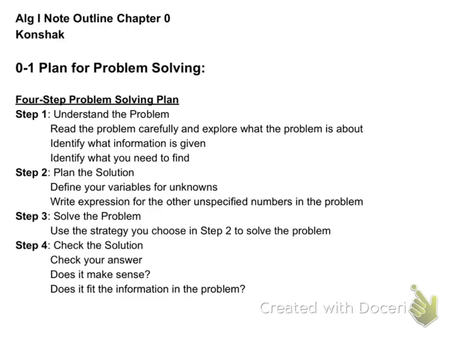And so once you know those types of things, in step number 2 you can start to plan your solution, and that means define your variables. D is for distance, R is for rate, T is for time. And then write your expression, aka the equation you're going to use to solve the problem. Step number 3, solve the problem. It's using the rules of equations for solving the equation from step 2.